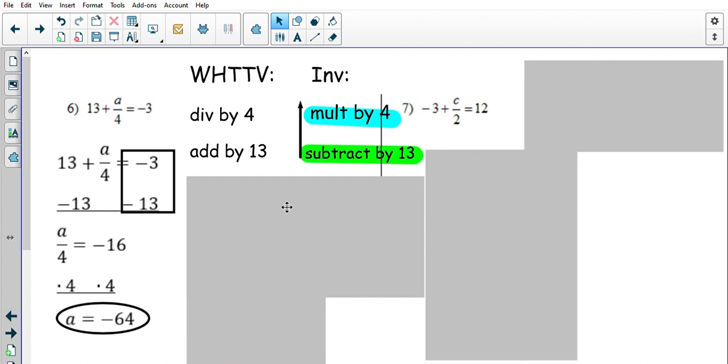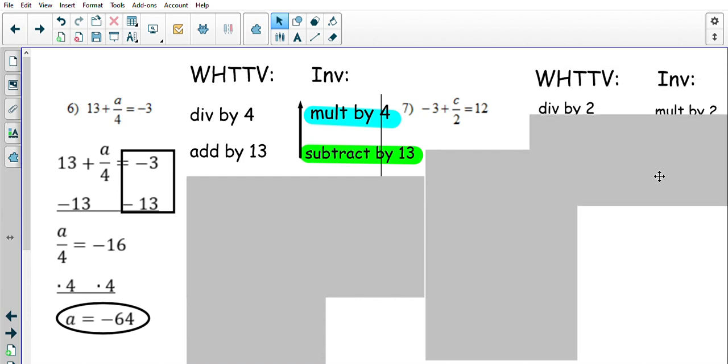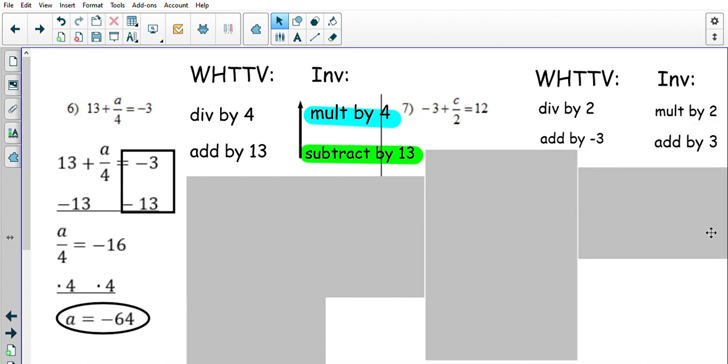I know I mentioned it in class, but we'll mention it again. All right, number 7, we've got negative 3 plus c over 2 equals 12. What's happening to the variable first is that we are dividing by 2. The inverse is to multiply by 2. And then we are adding negative 3, and the inverse is to add positive 3.